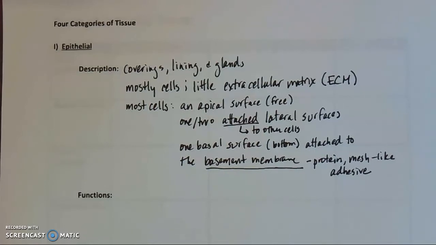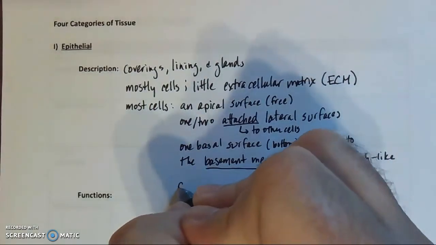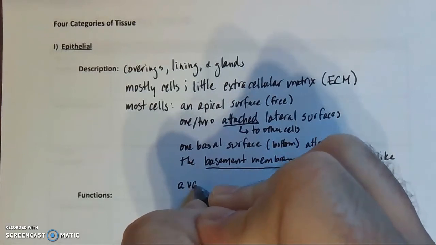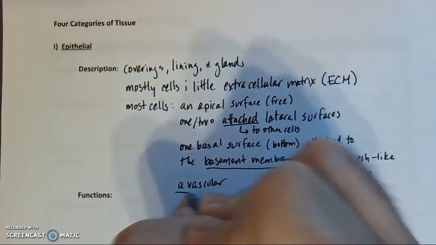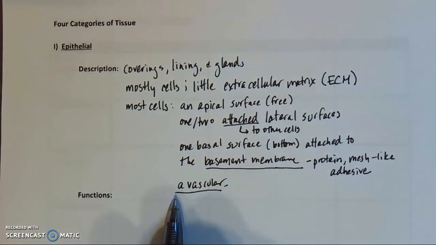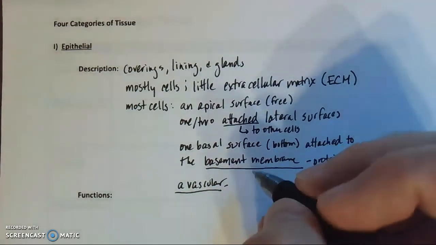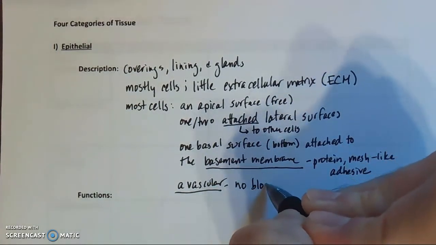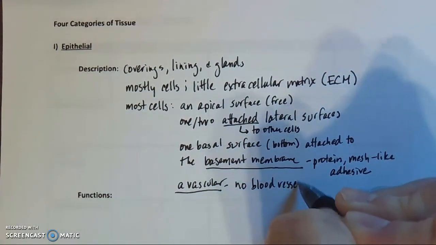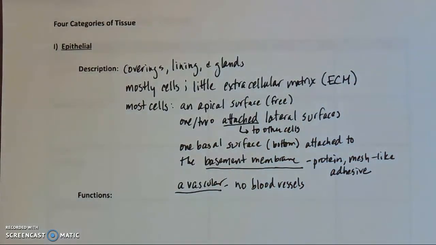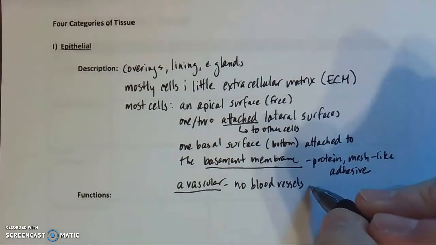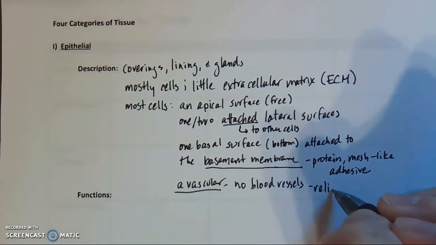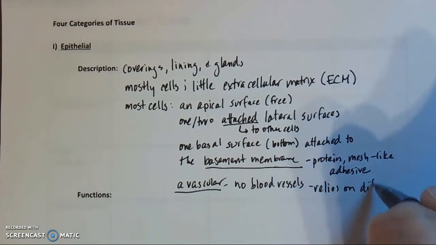These cells, or this tissue, is avascular. A in front of something means that it is the opposite, so it does not have any blood vessels. And because it's mostly cells, and we're going to see that it is not really that thick because they're coverings and linings, if there are no blood vessels, then it relies on diffusion.